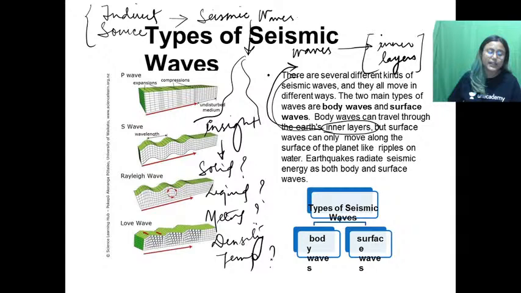So since new students are also joining, I'll just simply tell you that this is a class of class 11th, a chapter. The chapter is Interior of the Earth, from the book Fundamentals of Physical Geography, and we are talking about classification of earthquakes, right?